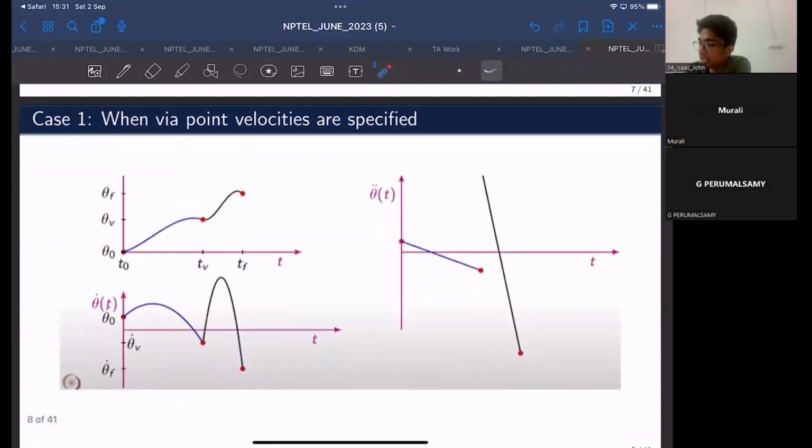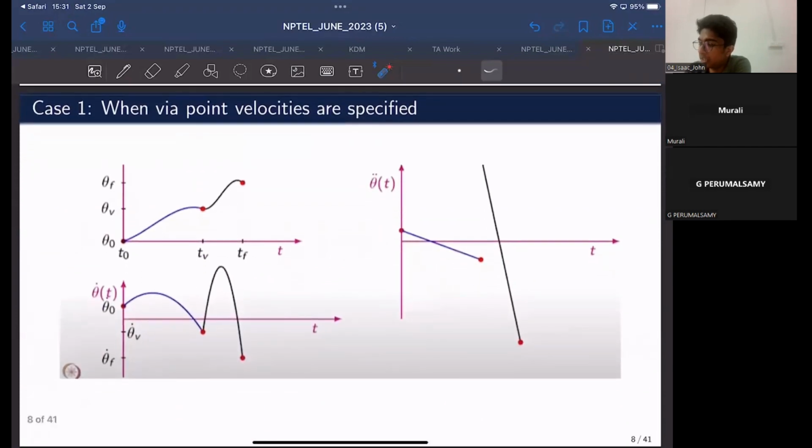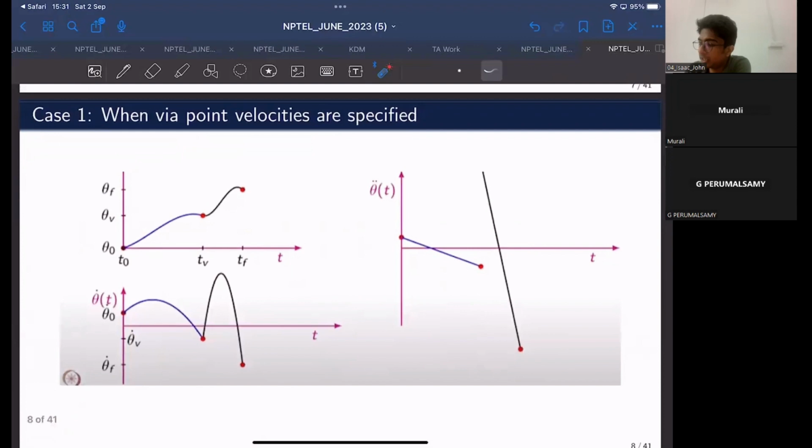Yeah, and these are the profiles of position, velocities, and acceleration. This is the profile of position. This is the profile of velocities. And this is the profile of acceleration. When the via point velocities are specified, right? So this is the initial time. This is the time at which you are supposed to reach a via point. And this is the final time.